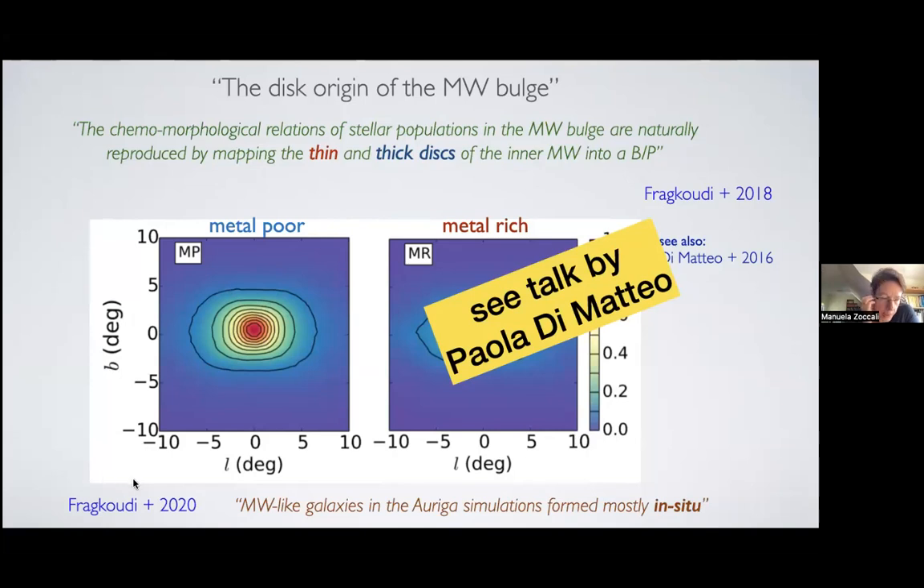Also, a more recent paper by Francesca Fragkoudi showed that Milky Way-like galaxies in the Auriga simulation formed mostly in situ. So again, the fact that we have a spheroid doesn't necessarily require a classical bulge.